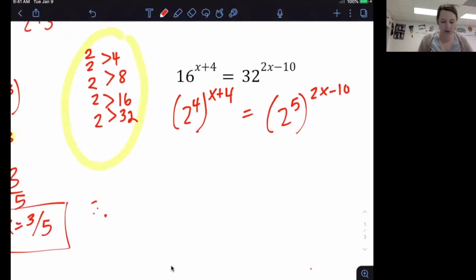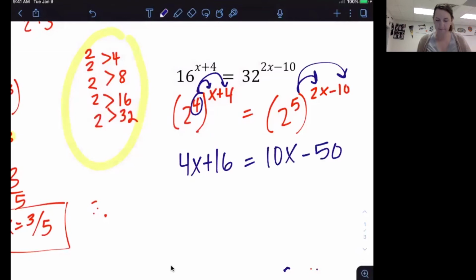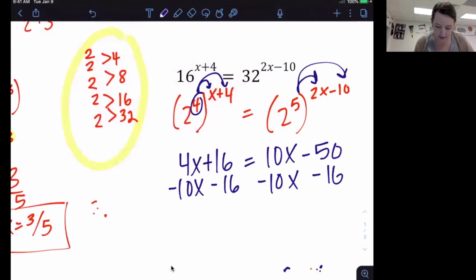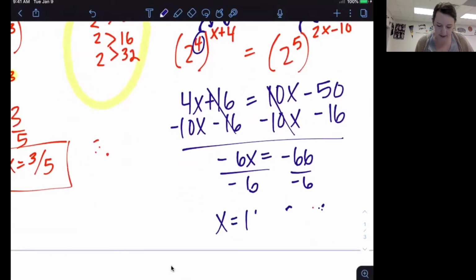So I'm going to go ahead and multiply these exponents out. So I've got 4 times x and 4 times 4 gives me 4x plus 16. Over here I have 5 times 2x, 5 times negative 10. So that gives me 10x minus 50. I'm going to move my x's to the left, my constants to the right. So I get negative 6x equals negative 66. When I divide by negative 6, I find out that x equals 11.